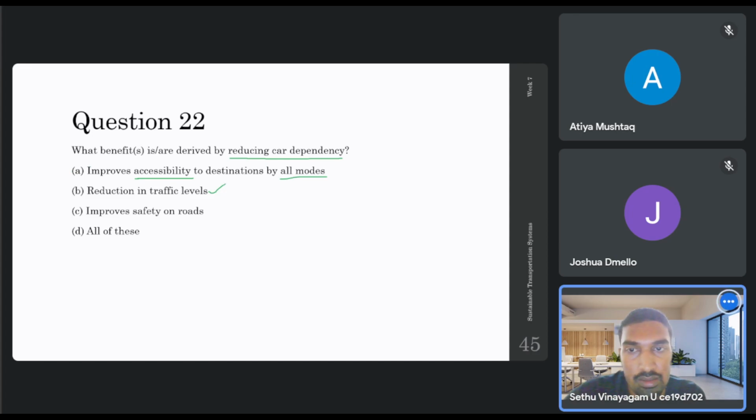Because the number of private vehicles on the road will reduce, we'll be reducing the vehicular densities, right? So in the given amount of space, more people can travel now, because public transport can cater to a higher demand with significantly less space compared to if private vehicles have to serve the same demand, right? So there will be significant reductions in the traffic levels on the roads, and safety will also be improved, right? We have lesser congestion, so fewer accidents will happen. So all these benefits will be derived by reducing the dependency on cars. Therefore, the right option is D.